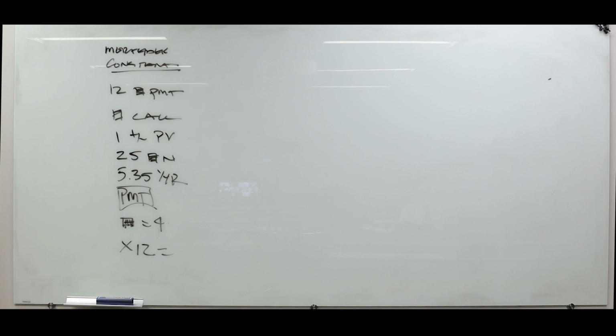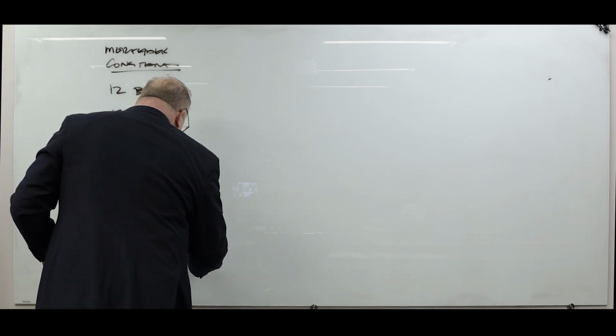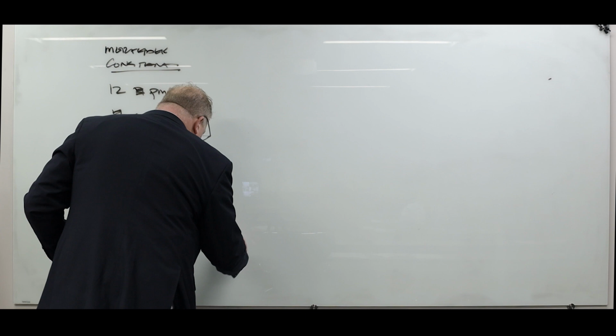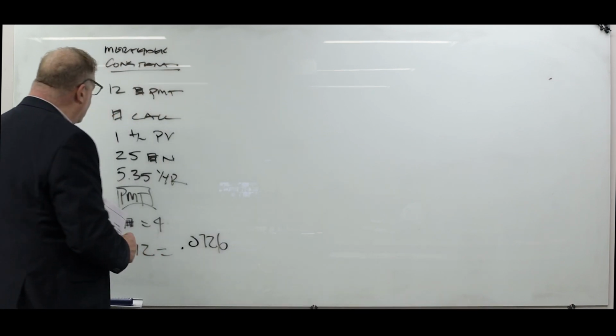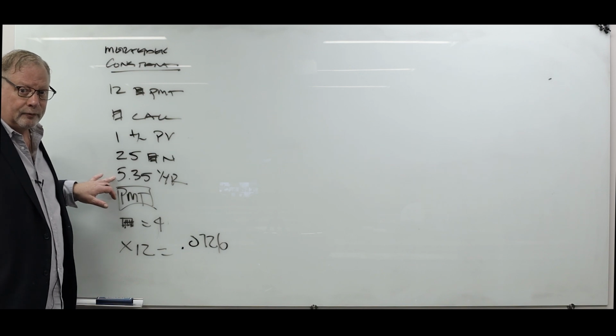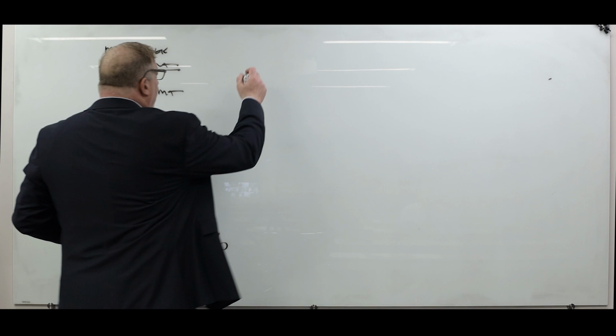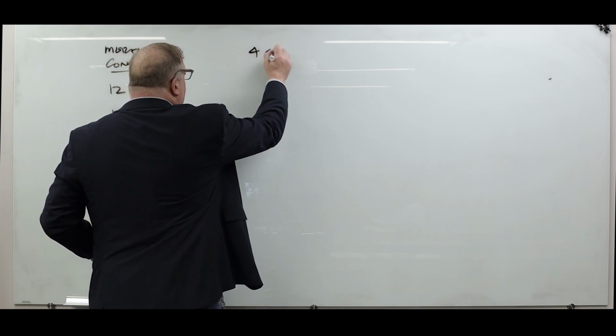Penny, do you have an answer for us? What'd you get? 0.0726. You are correct. 0.0726 is the mortgage constant for a 25-year loan offered at 5.35% interest. That is correct. All right? So the next thing we'll do is we'll build the 4 square.